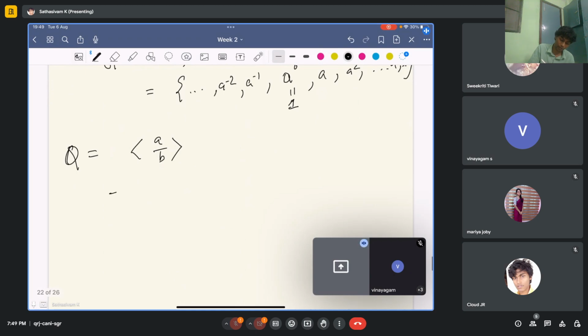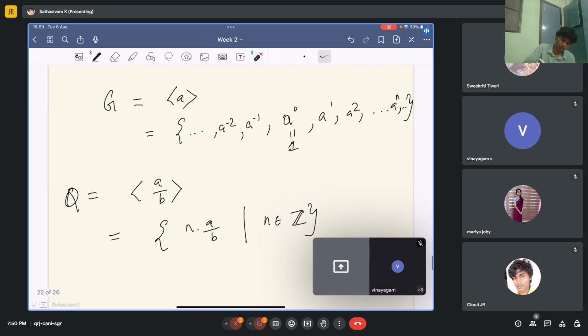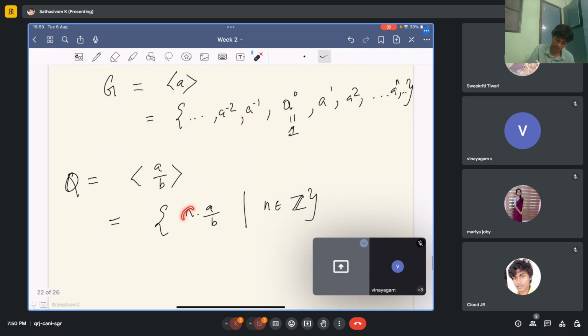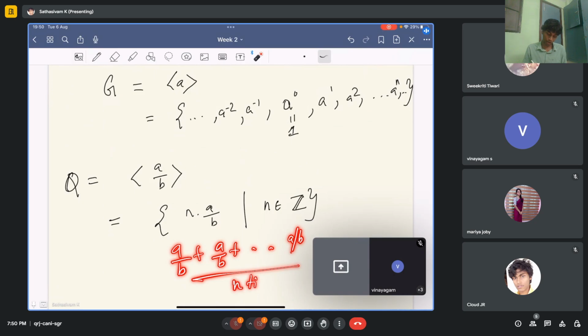And all the other elements have to look like n times A by B such that n belongs to the integers. Here it's multiplicative notation, and here I'm writing additive notation. When I write n times A by B, I mean A by B plus A by B plus etc., n times. You are adding it n times.